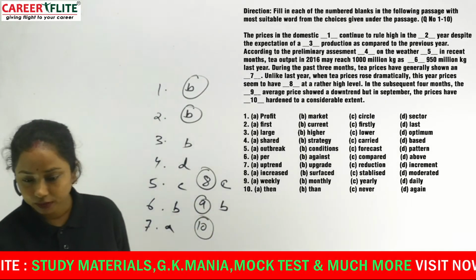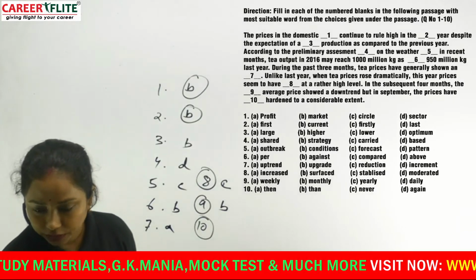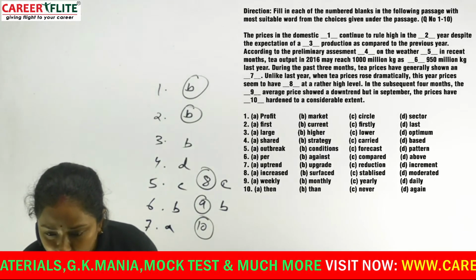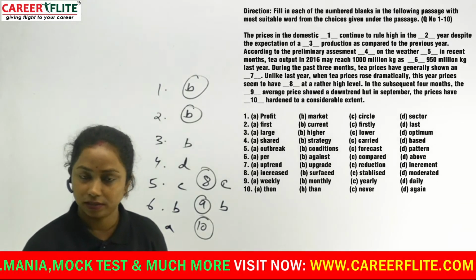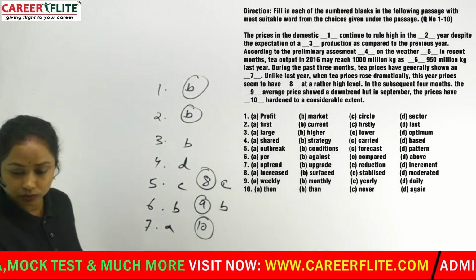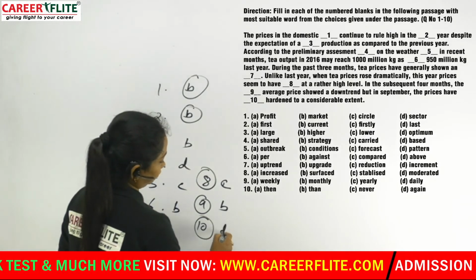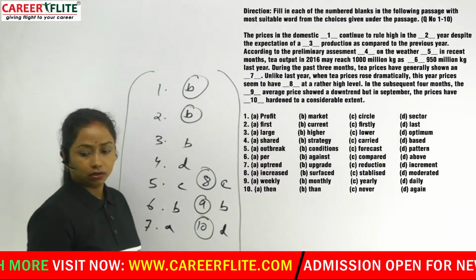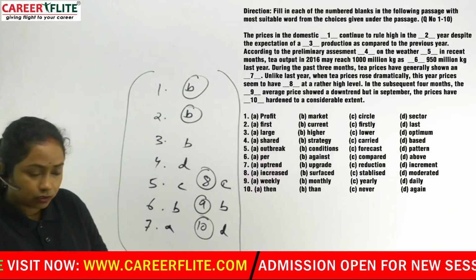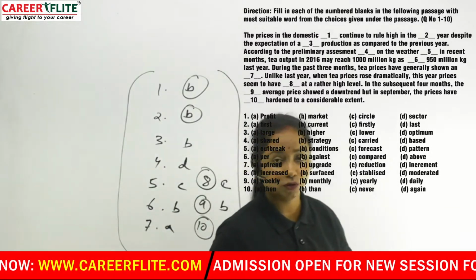Number 10. Okay, now we have options then, never, and again. So the prices have again hardened in a considerable extent, we can say. So it is D here. So this is the proper answer of this particular cloze test. So we've seen the way how we can solve the cloze test.